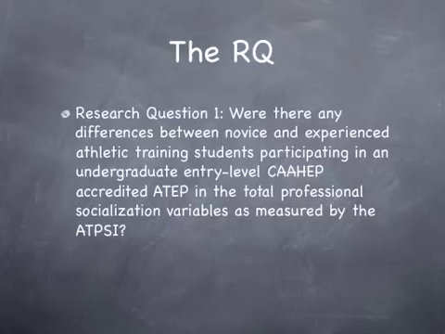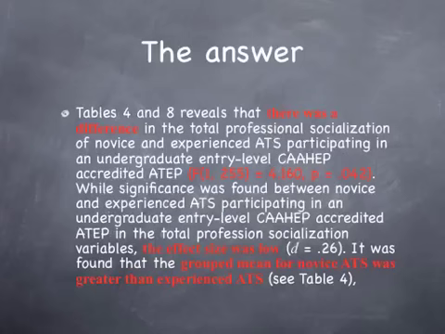Again, this was a questionnaire or survey that I had athletic training students take at the beginning of the program and at the end of their athletic training program. And then I compared to see if there are any differences between novice and experienced. And there are 7 different variables within the professional socialization of athletic training students. So I answered the question.